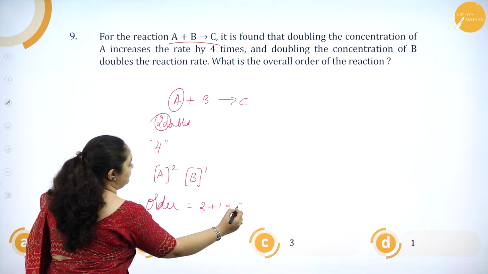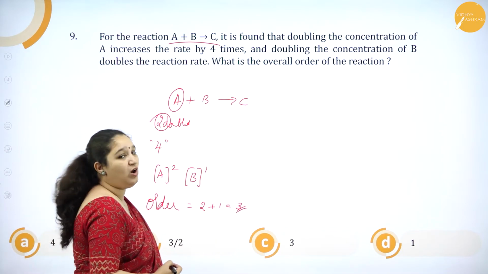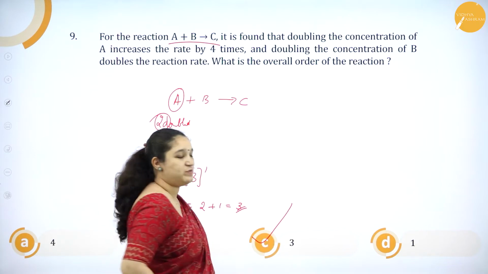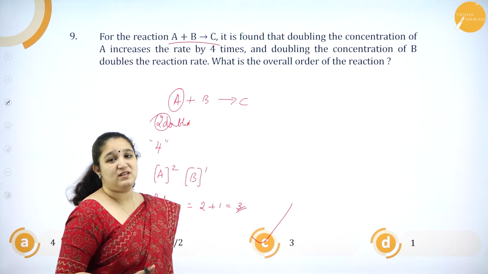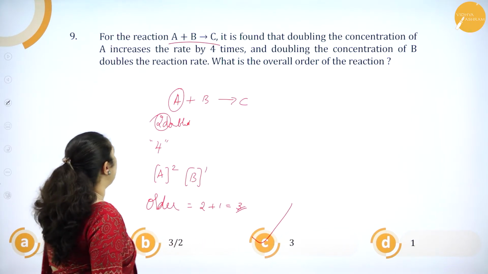2 plus 1, that is 3. So overall order of the reaction is 3, option C. I hope you have understood this one. We'll go to the next question.